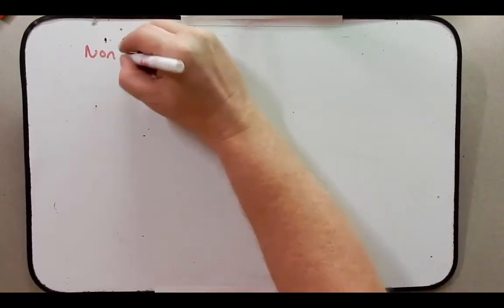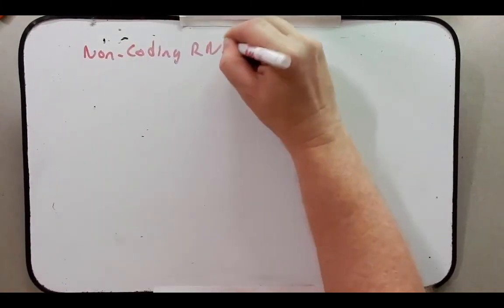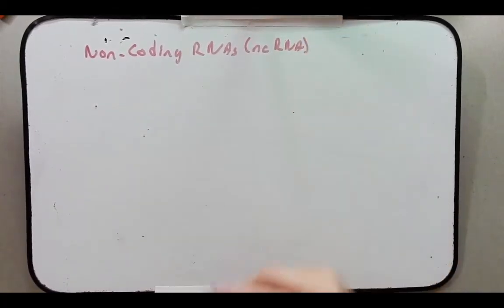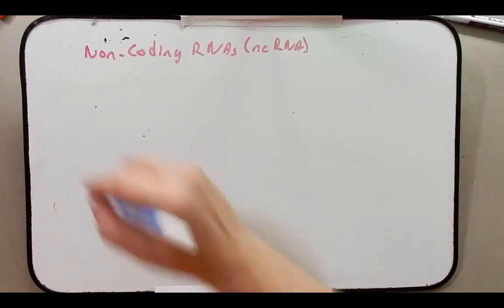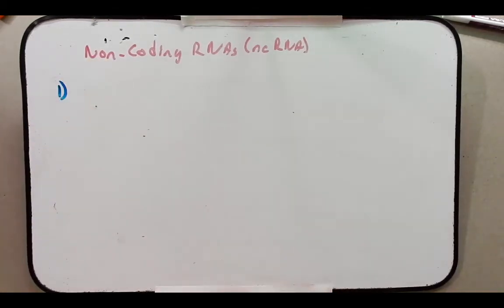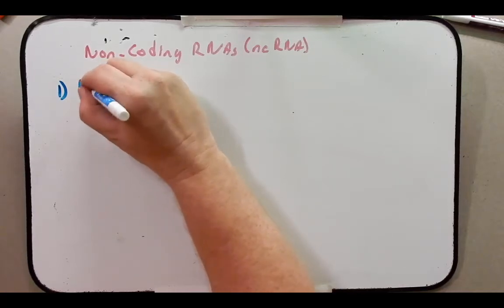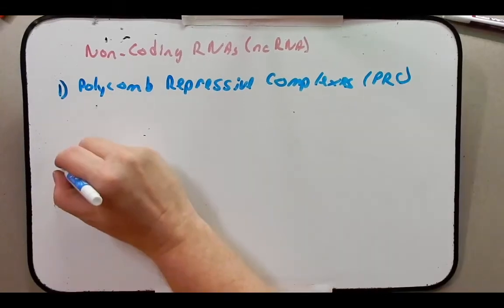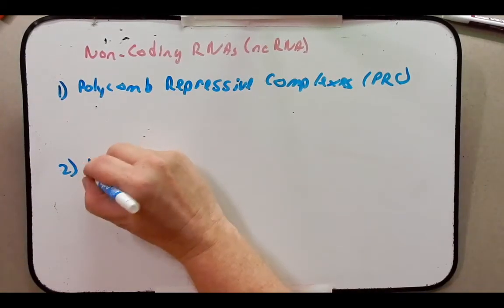Okay, the last thing I want to talk about are these things called non-coding RNAs, and we'll abbreviate that with ncRNA, and how they're linked to the complexes that we've been talking about. So as we begin this discussion, I want to make sure we talk about two types of complexes. One we've talked about a little bit before, and another that we haven't yet. The first are these Polycomb repressive complexes, the PRCs, and trithorax complexes.